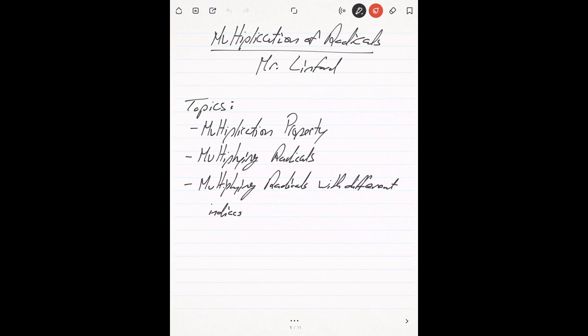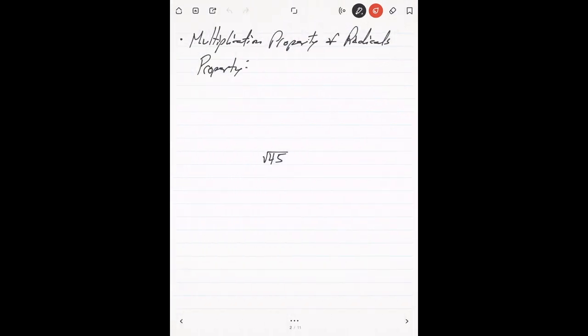In particular, we're going to be reminding ourselves about the multiplication property of radicals. Then we're going to get into how to actually multiply these radical expressions together. And then we're going to look at some very unique cases in which we're going to be multiplying radical expressions that have different indices. So first up, let's remind ourselves of the property that we used when simplifying radical expressions.